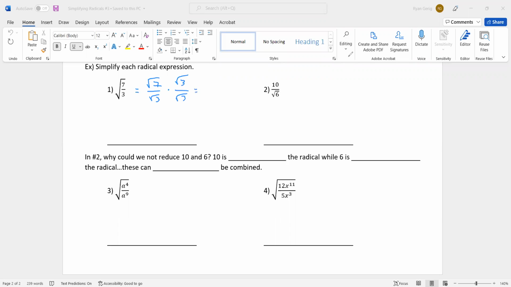Same as the last one, actually. This time I can do 7 times 3 because they're both underneath the radical. And I get square root of 21. Square root of 3 times the square root of 3 is the square root of 3 squared. And that cancels to just 3.